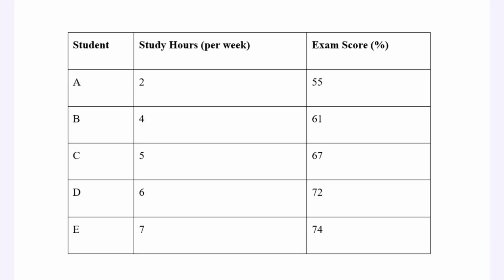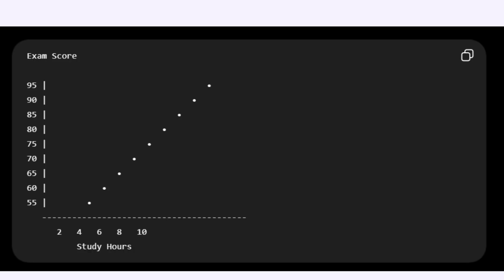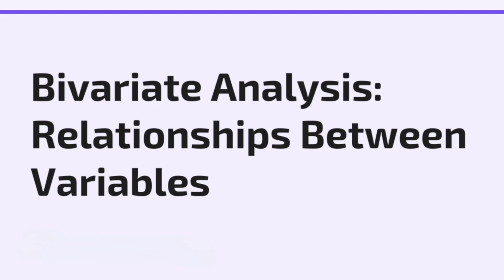Let's take an example. Suppose you are studying academic performance, right? You already have one variable, academic performance. Now you introduce a second variable, study hours or study time. Bivariate analysis allows you to examine whether students who study more hours tend to have higher academic performance. Now, depending on the type of variables you are working with, this analysis can take different forms.